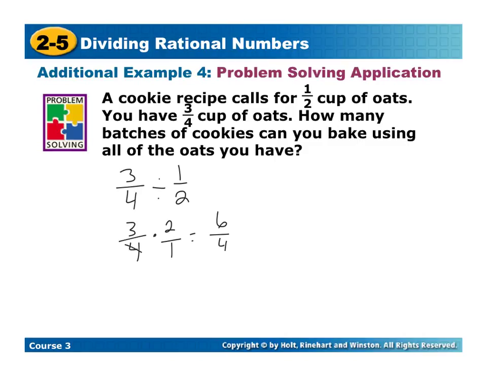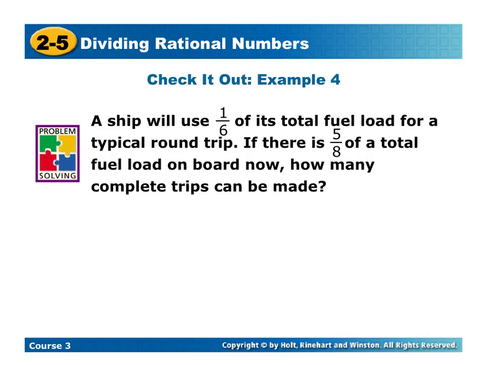Here you could also reduce. 2 goes into both of these, would be 1 and 2. So essentially this gives us 3/2, which would become 1 1/2. So in this case we could make 1 1/2 batches. Now it's your turn, so why don't you try this example on your own. Pause the video and then check your work.